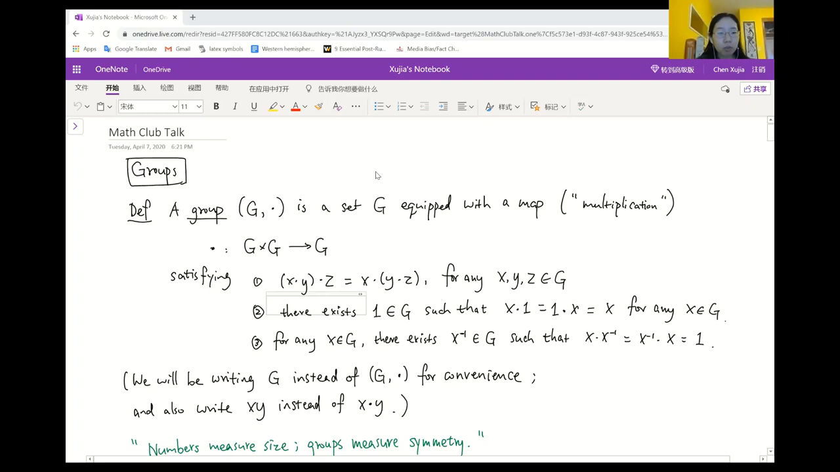For example, it has an obvious center axis, and we can reflect this geometric object to itself along the center axis. It doesn't change the shape of this object.